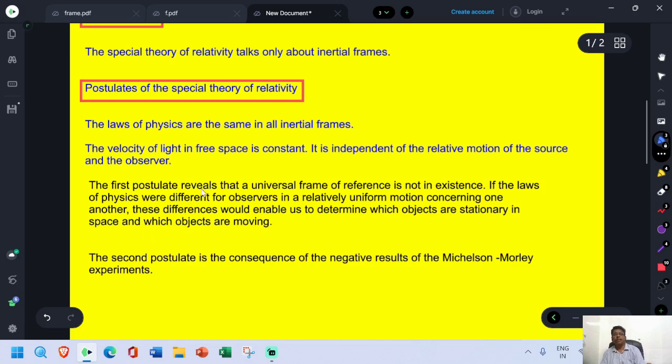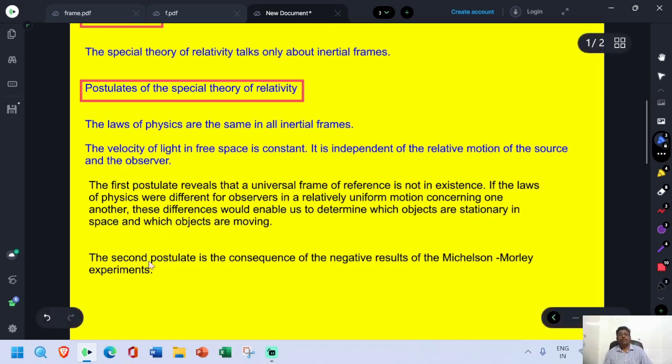The meaning of this paragraph is, if the laws of physics are not same for different observers, we may easily point out which object is at rest, which object is in motion in the space. But we won't say like that, which means that the laws of physics are same in all the frames, whether the frame may be at rest or moving with constant velocity.